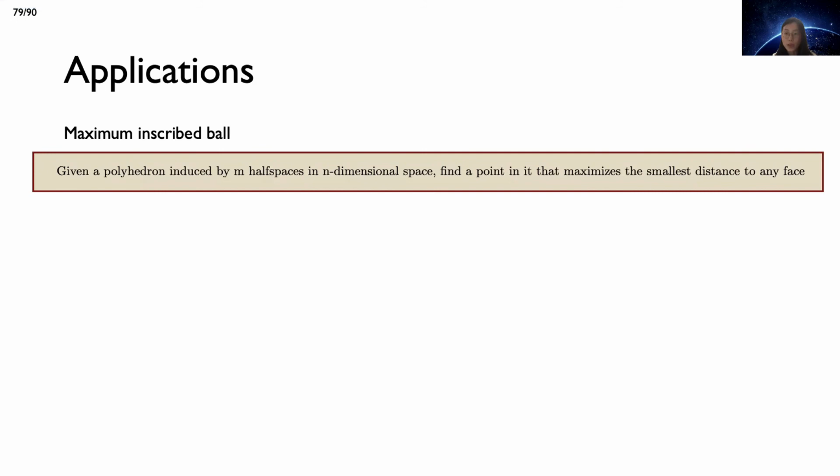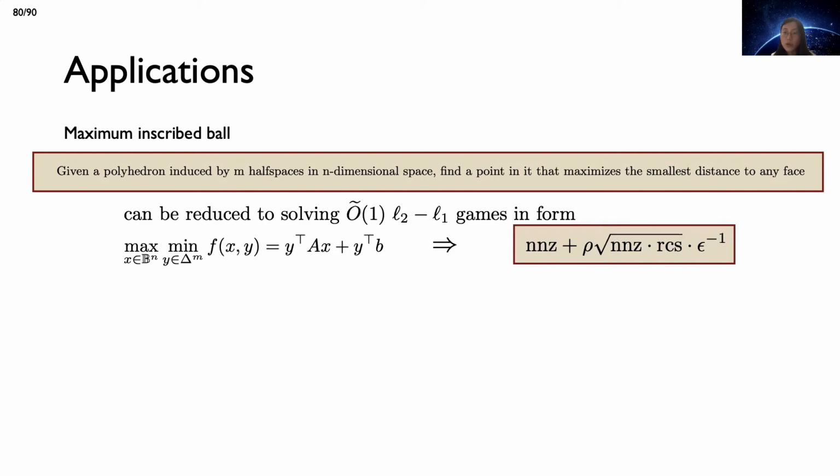We now discuss applications of our methods. First, we show how to modify our algorithms to give efficient solvers for a few computational geometry problems. For instance, the maximum inscribed sphere problem asks, for a given polyhedron induced by m half spaces in n-dimensional space, for the position of a point inside it that maximizes the smallest distance to any faces of the polyhedron. In previous work, it has been shown that one can reduce the problem to solving O(1) L2-L1 games in the bilinear matrix games form. Applying our method on the objective thus directly gives a runtime of nnz plus rho times square root nnz times RCS times epsilon inverse, where rho is some geometry measure of the polyhedron.